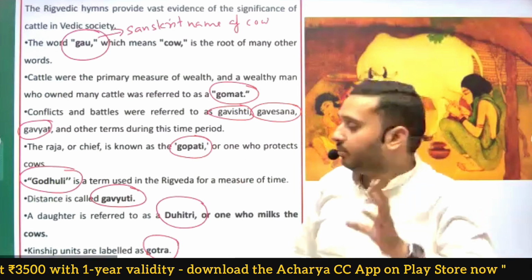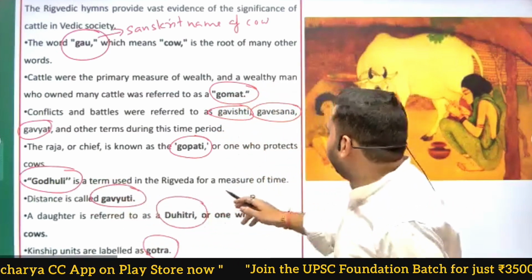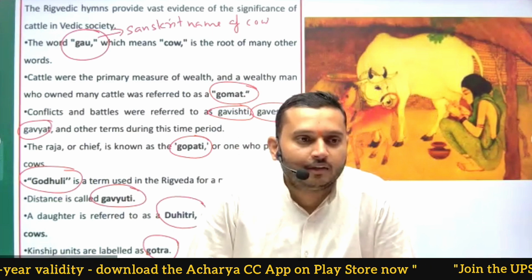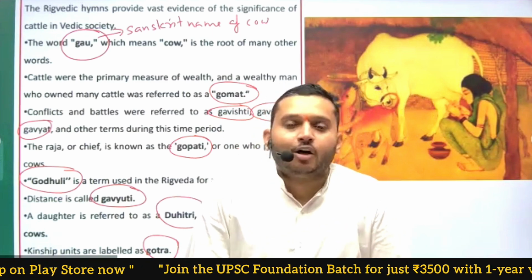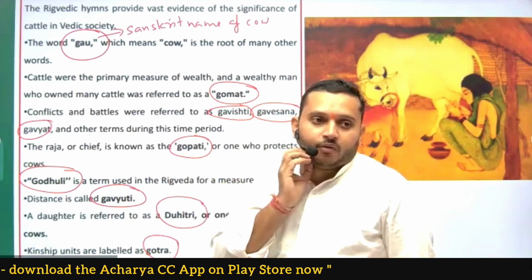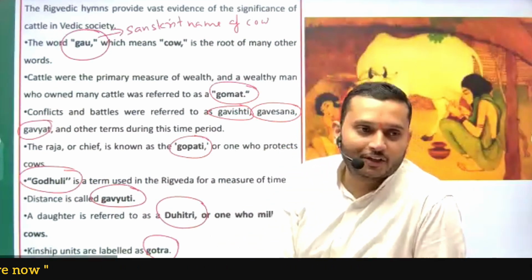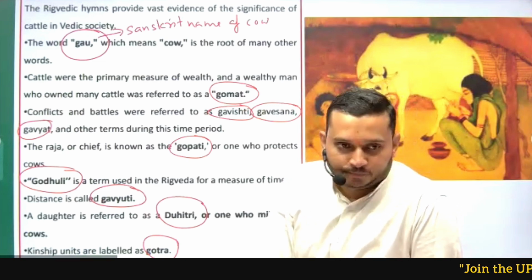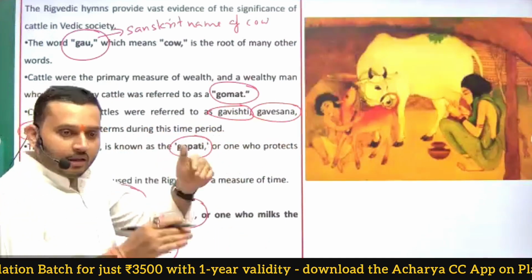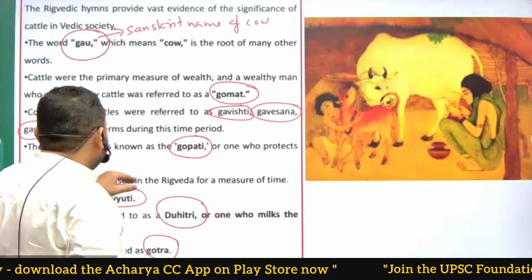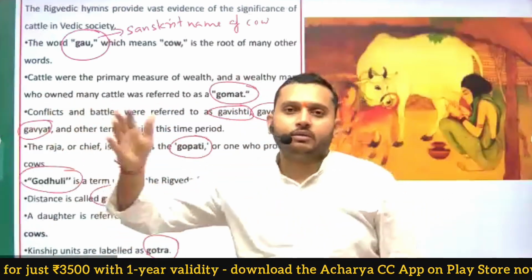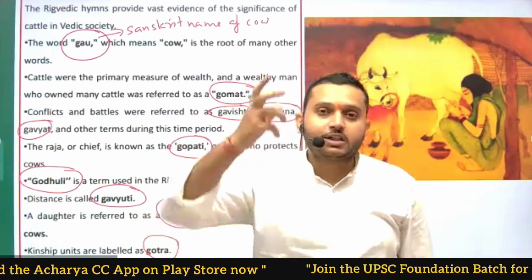Then another very important term is Godhuli. Godhuli is a term used in the Rig Veda for a measure of time. Which time is Godhuli? Have you heard this word Godhuli? The time of sunset was named as Godhuli, when generally cows come back. Make the comments: do you know the word Godhuli? During the time of sunset, that means in the evening, 4 p.m., 5 p.m., when cows came back from the pasture land to their residence, that particular time is known as Godhuli. Why? Because at that time, when thousands of cows were walking along that way, dust was flown there.